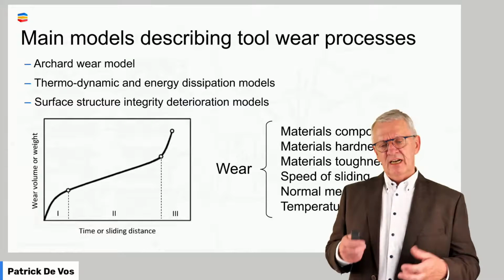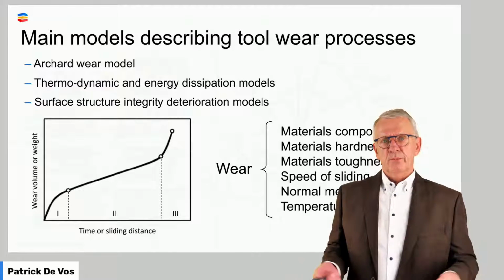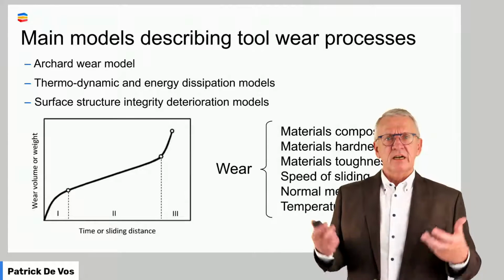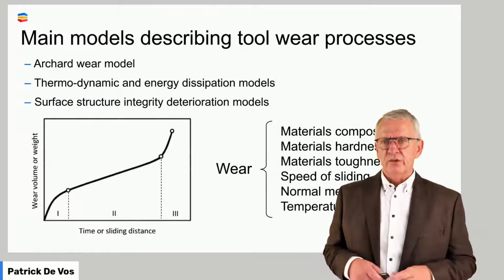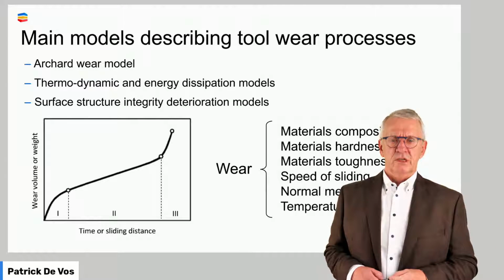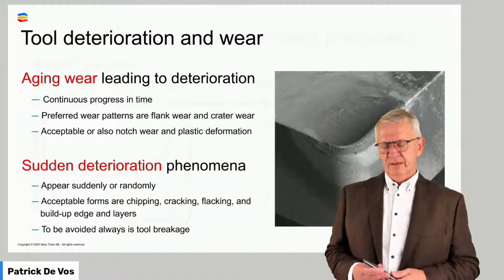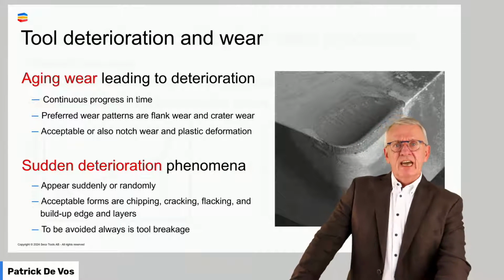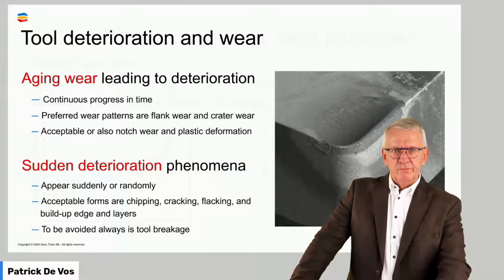Now, models describing that, there are quite a few. You have, of course, the traditional Archard model for abrasive wear, but there are also more and more being developed. See the PhD from Rebecca. Thermodynamic modeling and energy dissipation models are being developed, and surface integrity deterioration models are being used. So it's a mixture of different models we use to describe it. And if we look at tool deterioration, we can talk about two big things. One is aging wear. It's wear that appears on a cutting edge over time.